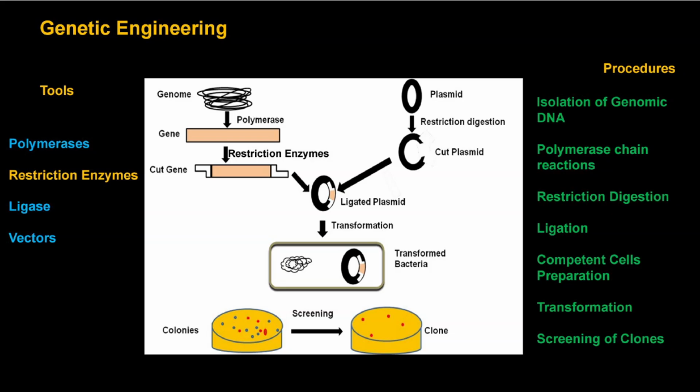The procedures are the isolation of genomic DNA, polymerase chain reactions, restriction digestion, ligation, competent cell preparation, transformation, and then screening of clones. That is the whole procedure of genetic engineering. The tools required are the polymerases, restriction enzymes, ligases, the vector, the insert, the cells, and obviously the screening agents. What are the methods of screening?